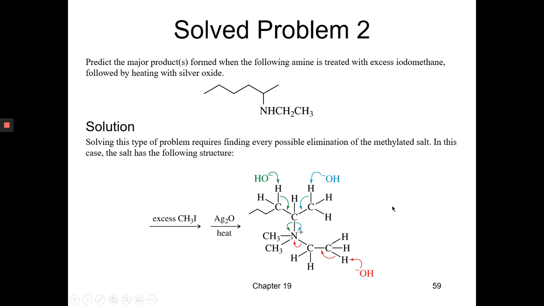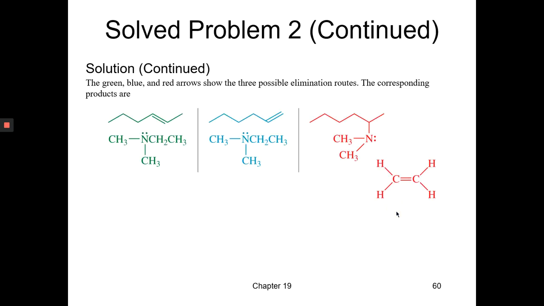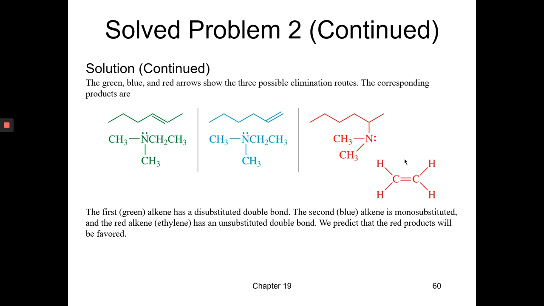In all 3 cases, a tertiary amine is formed. Okay, so this amine would be formed following the pathway of the green arrows. This one with the blue arrows, this was the red. Okay, since ethylene is the least substituted alkene, we would predict that it would be the major product, and in fact it is.